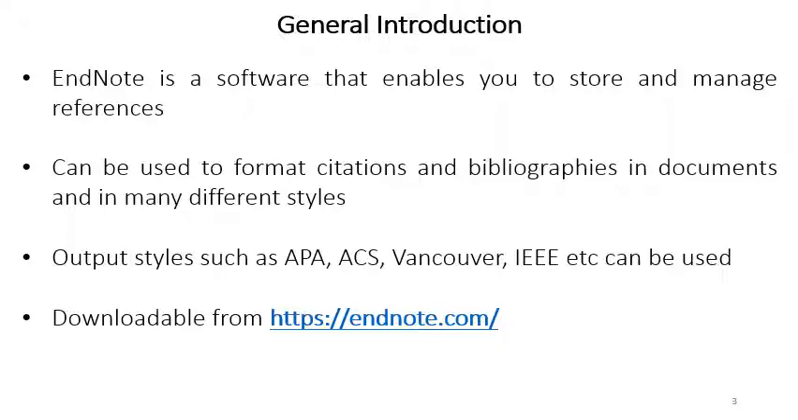This software will allow the user to store and manage references, and to format citations using different reference styles. For example, we have APA output style, ACS, that is American Chemical Society, reference style, Vancouver, etc. But it depends on your area of research. And you can always download the Endnote from its website, given as endnote.com.